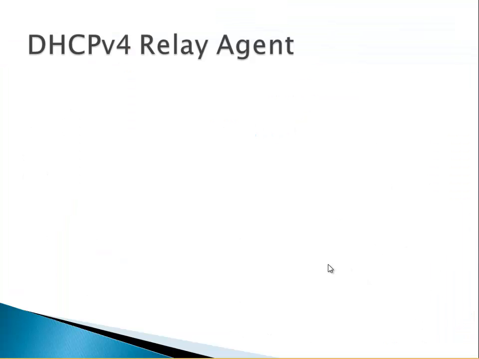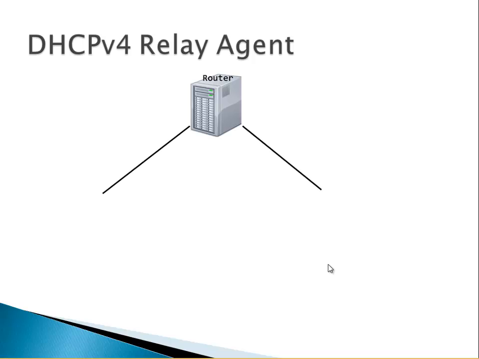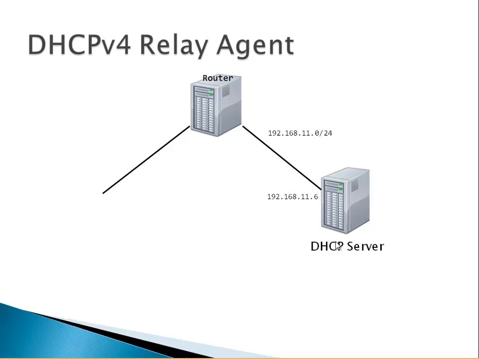Now, DHCP relay agent is if you have a router that is connected to the DHCP server on this network, 192.168.11.0, that's a pretend network. This DHCP server has the IP address 192.168.11.6. And on this other side, the router is connected to the network 10.110/24, and it's got a DHCP client on this network.